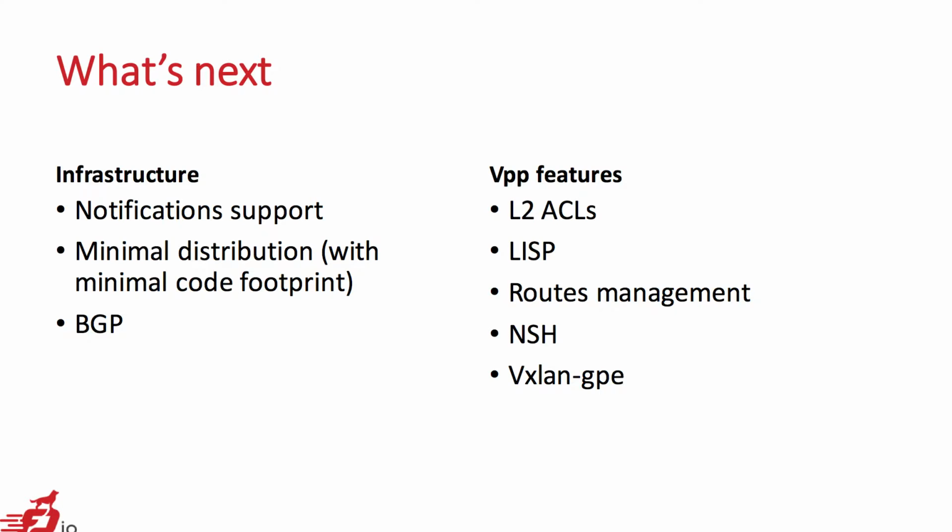So I'm showing them what's next slide, and the notifications you mentioned. This is the event-driven aspects of the system, and in terms of features: security features, Lisp for tunneling, NSH, VXLAN GP, routes management. Can you tell us a few words about the minimal distribution and how low you think you're gonna get in terms of memory footprint?